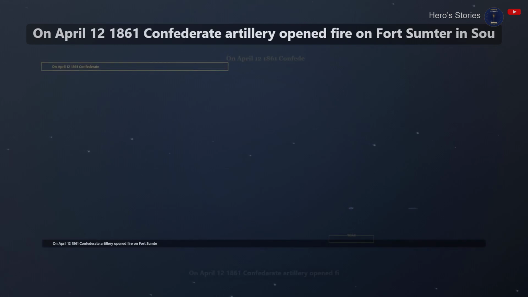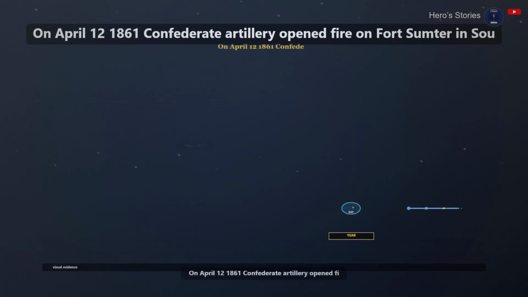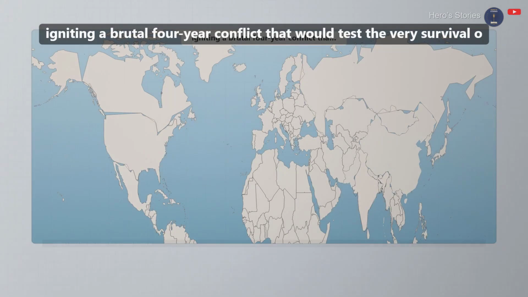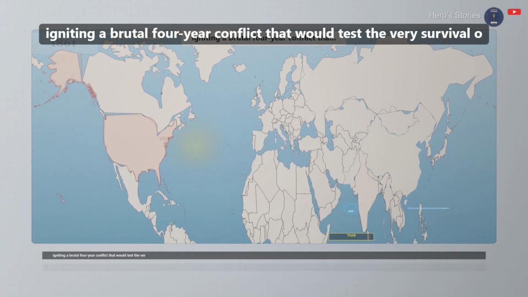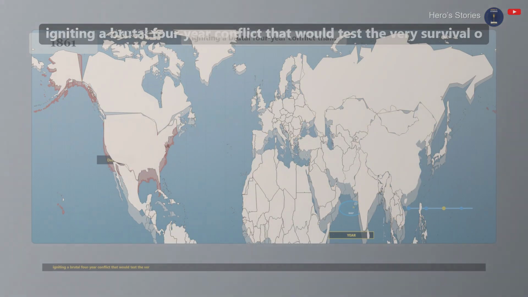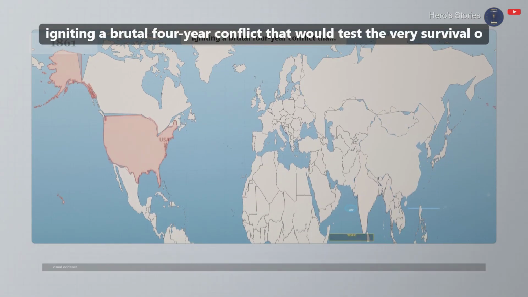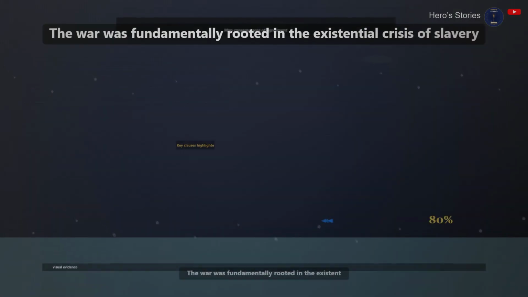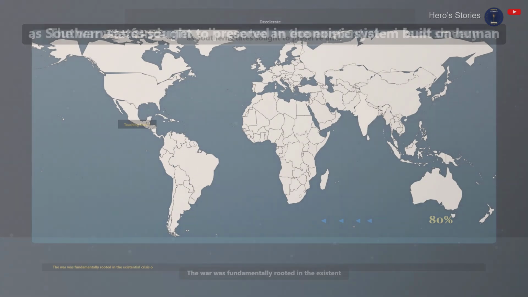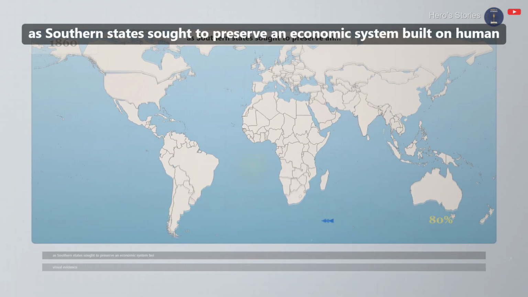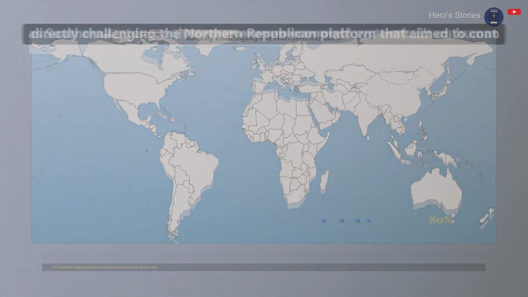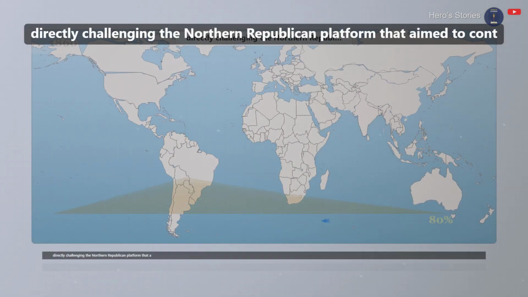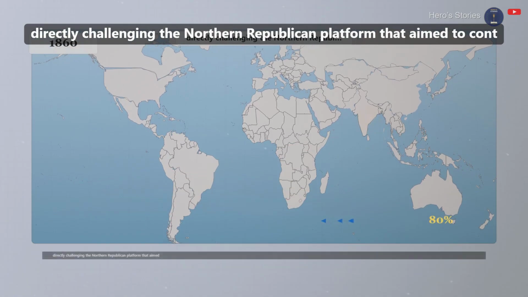On April 12, 1861, Confederate artillery opened fire on Fort Sumter in South Carolina, igniting a brutal four-year conflict that would test the very survival of the American experiment and claim hundreds of thousands of lives across the continent. The war was fundamentally rooted in the existential crisis of slavery, as Southern states sought to preserve an economic system built on human bondage, directly challenging the Northern Republican platform that aimed to contain and eventually dismantle this institution.